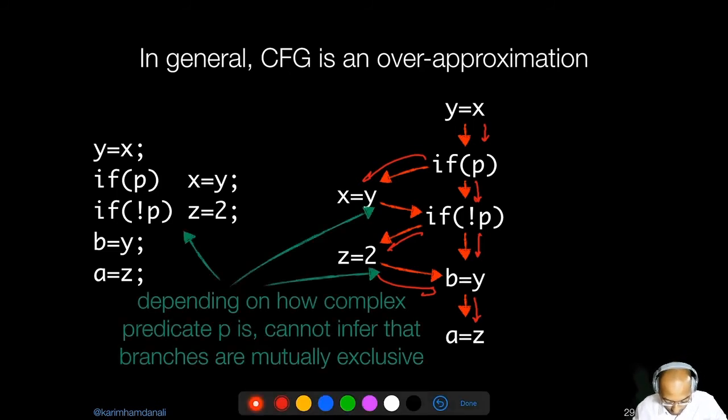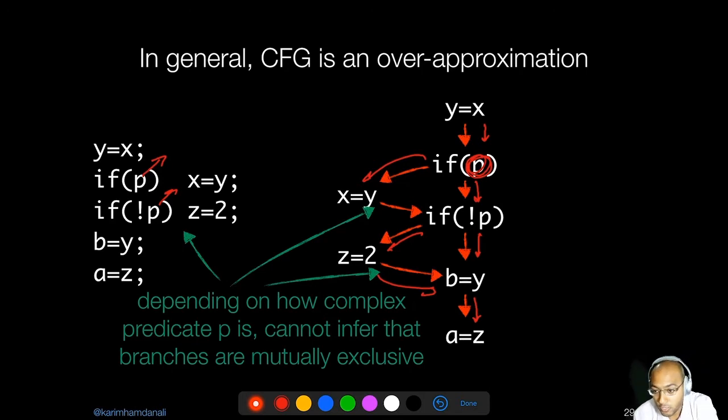If you notice here, depending on how complex that predicate P is, we may not infer that these branches are mutually exclusive. Here I'm just writing that this is P and this is not P. Of course, both of them cannot be true at the same time. But it is easy for us to see that right now because we are just looking at this as one predicate P, so it might be just one flag. But this could actually be a method call, or it could be a combination of other Boolean flags that, when combined together, boil down to P and not P. So you might not be able to infer that immediately at compile time or at static time without doing further analysis and further investigation.